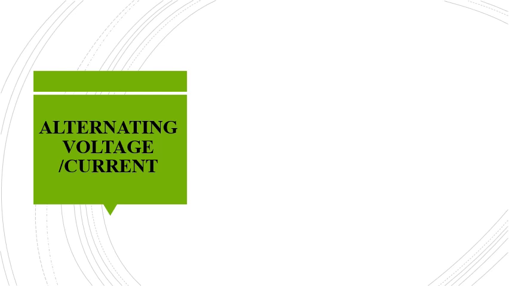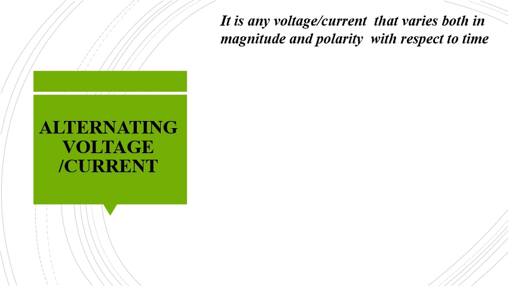So, first of all, what is an alternating voltage or an alternating current? It is a voltage or current that varies both in magnitude and polarity with respect to time.